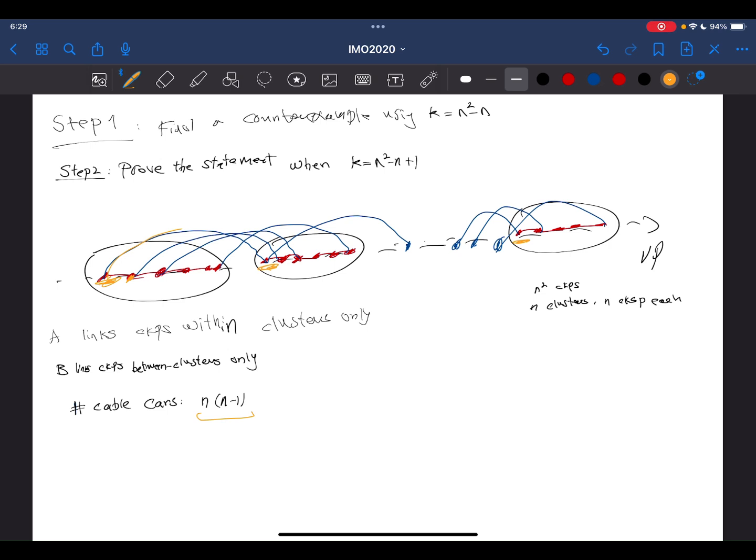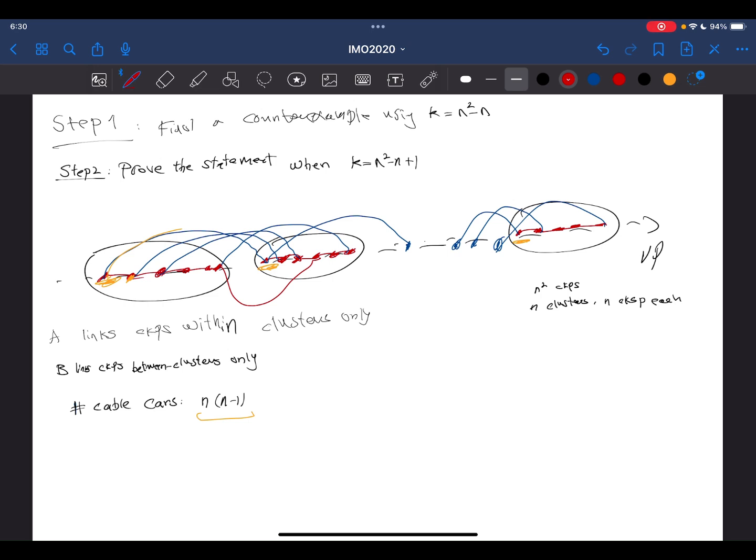I provided the counterexample using n squared minus n cable cars, and next I need to show that if I just add one single more cable car to the entire story, then I would find the 2 checkpoints I'm looking for. Okay, let's say for example, I have this one and this one, right? Then these two are connected using A, and they are also connected using B, right? And let's say I add something else. Let's say I add this one with this one.